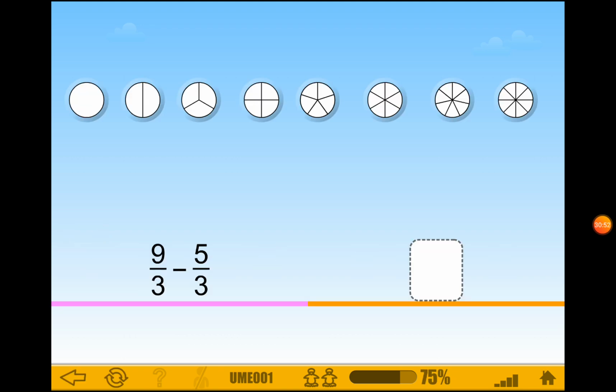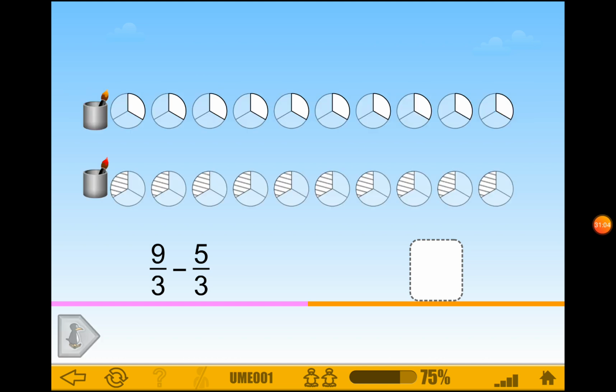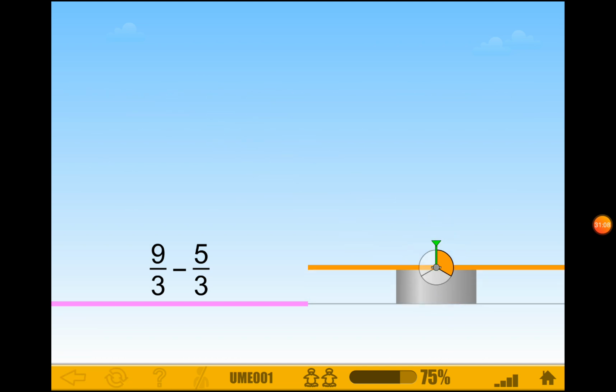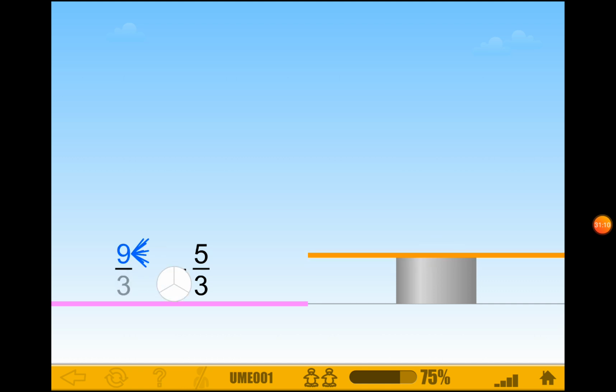Okay. 9/3, which is also equivalent to 3. So 9/3 is equivalent to 3. So 9/3 minus 5/3 is going to be 4/3, which is right there. 9 minus 5 is 4, and the denominator stays the same.